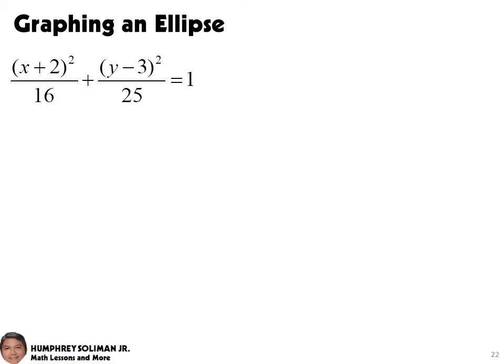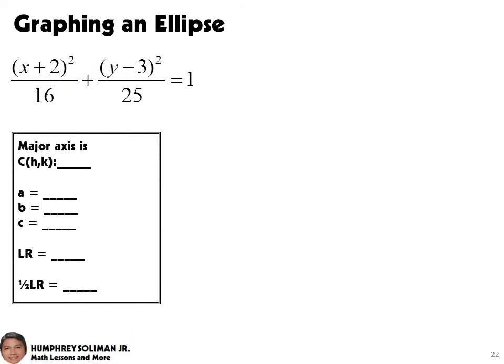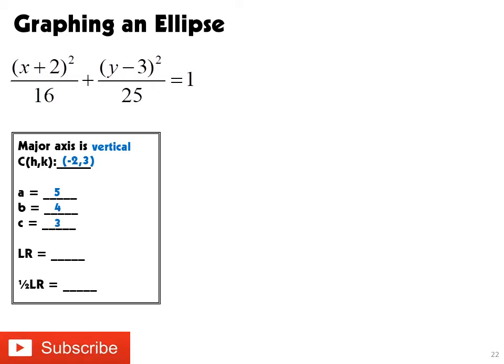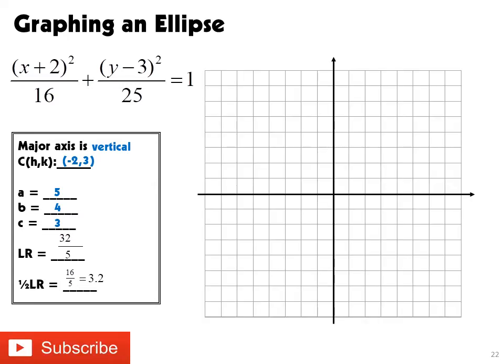Let's have another one. Graph the ellipse, quantity x plus 2 squared over 16, plus the quantity y minus 3 squared over 25, equals 1. First, we need to identify its parts and properties. The major axis is vertical, because the y quantity has a bigger denominator. The center of the ellipse is at -2, 3. The length of A is 5, the length of B is 4, and the length of C is 3, using the Pythagorean theorem. The length of LR is 32 over 5, and half of the LR is 16 over 5, which is 3.2 in decimal.